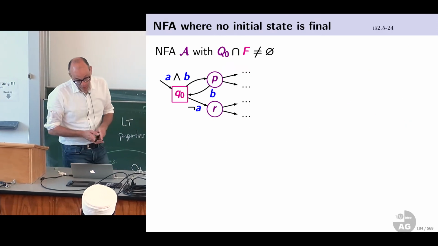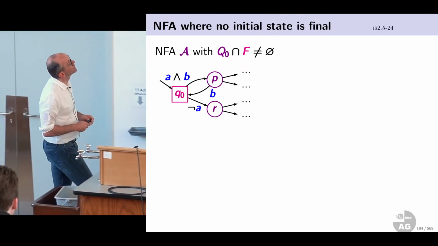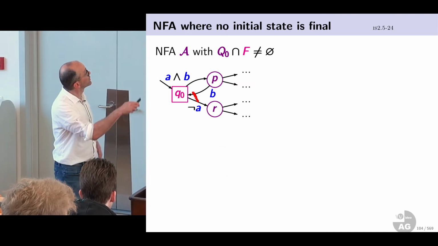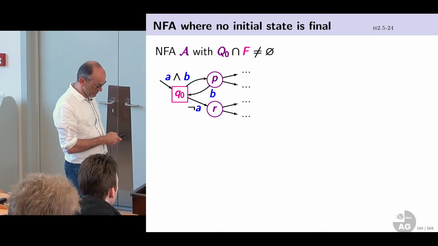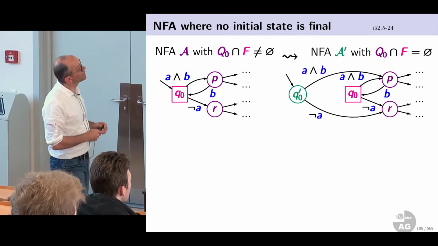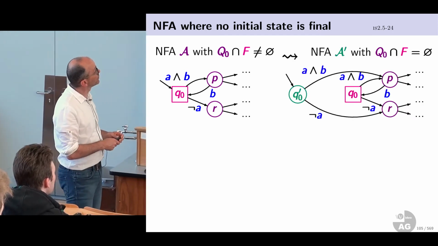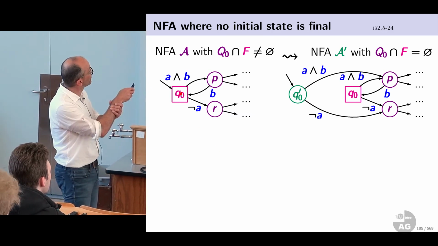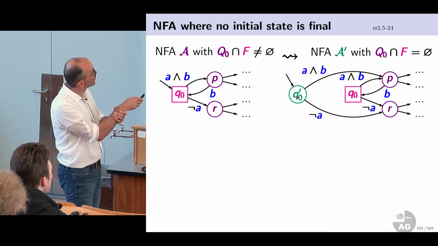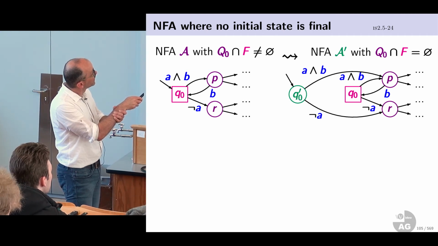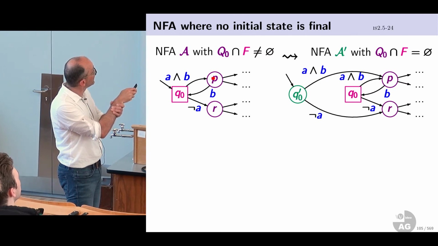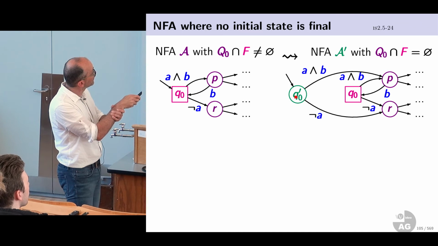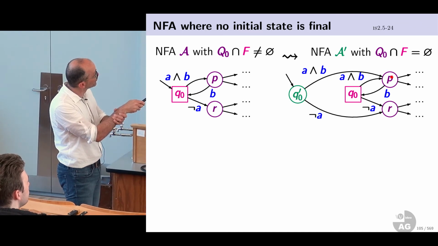Good. What happens if I have an initial state that is accepting? So suppose my original automaton looks like this. I have an initial state which is also an accepting state. Then one way to do this is that you can transform this into the following automaton. You make a copy of Q0, which is Q0 prime. That is non-accepting. And you basically redirect the outgoing transitions. So you have this A and B transition that moves to P. Now this one has an A and B transition that moves to P.